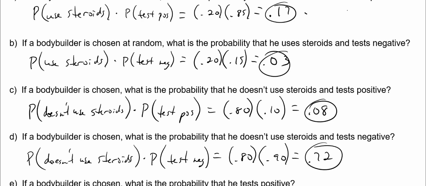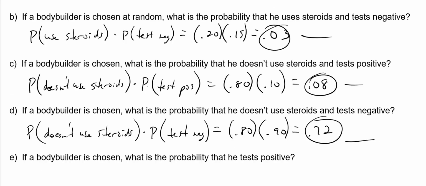And if you notice, math fans, if I add all these numbers together, 0.72 plus 0.08 is 0.8, 0.83, 1.0. It better equal 1.0, because you either use steroids or you didn't, and it either tests positive or negative. If you had all those probabilities, you better get one whole.